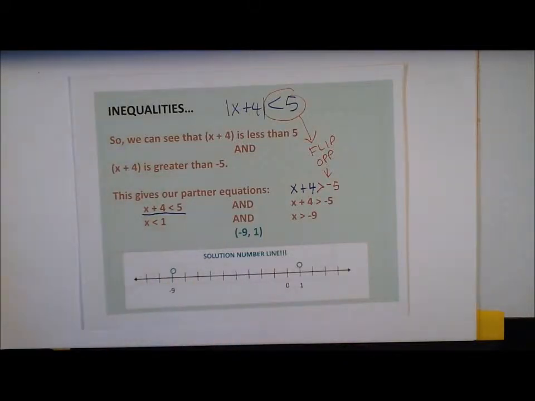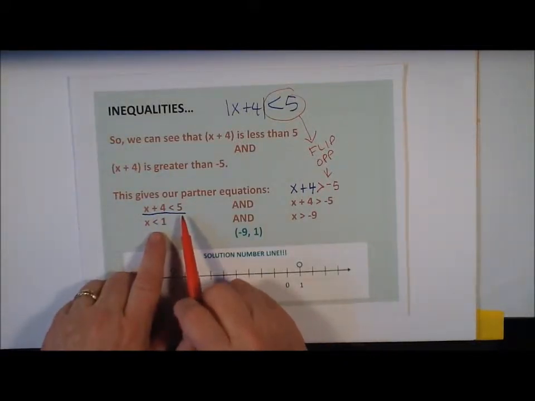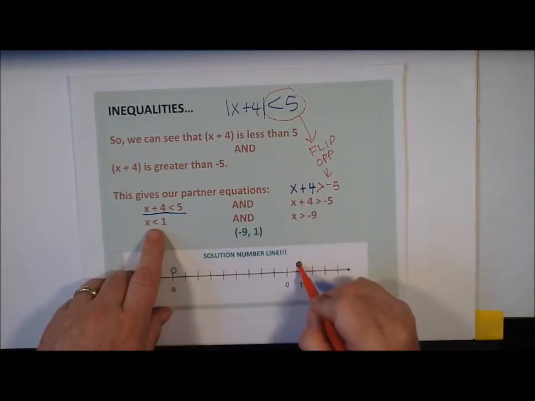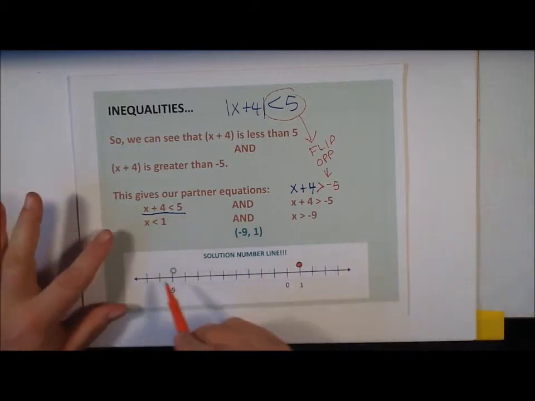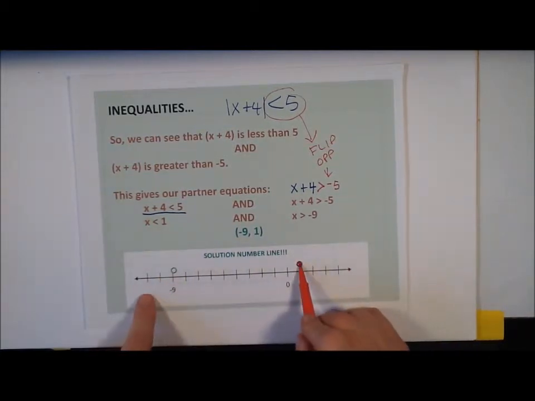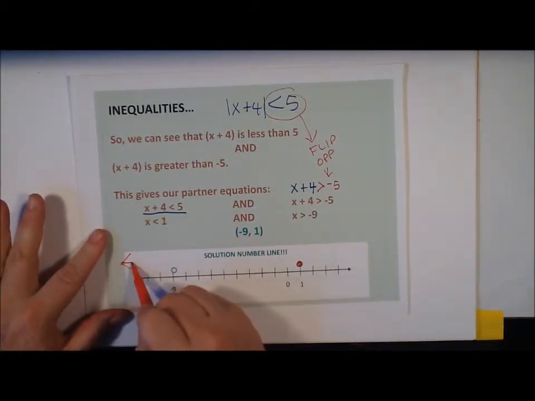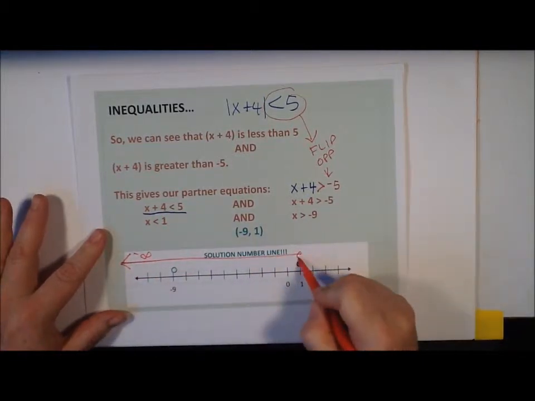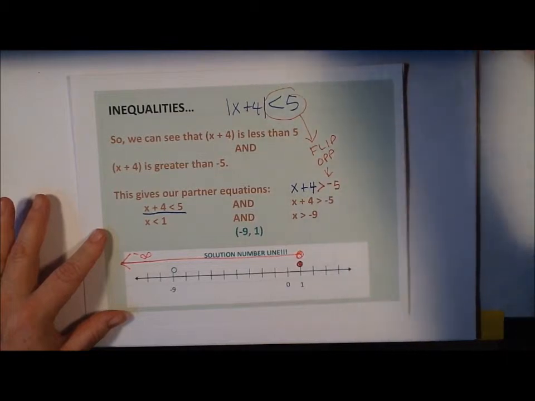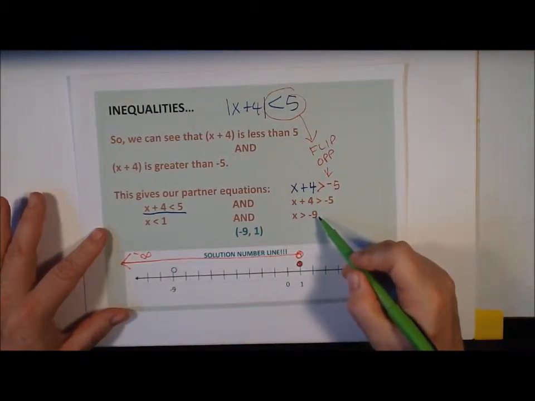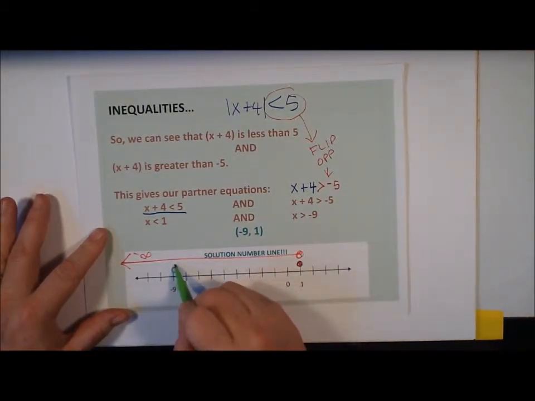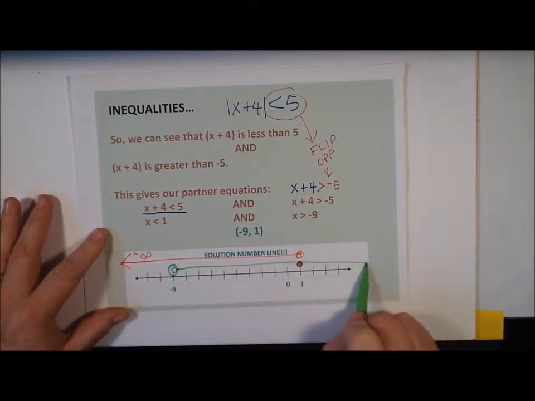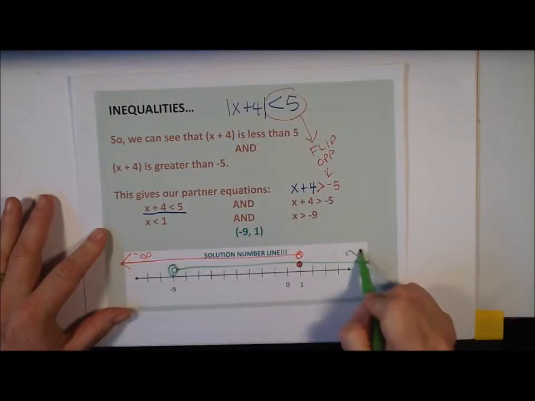And then to solve algebraically, we'd take 4 from each side and we'd end up with x is less than 1. So there's my 1. And that looks like that. And it'll go from 1 to negative infinity. And on this side, I have x is greater than negative 9. Here's negative 9. And it'll go from negative 9 all the way to infinity.